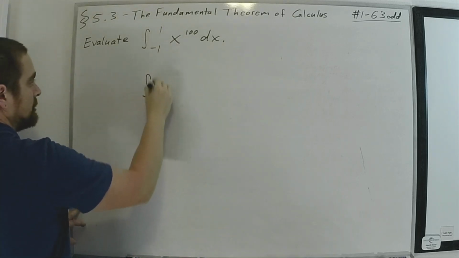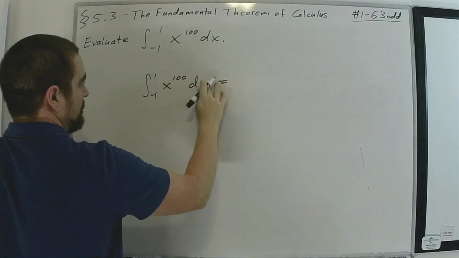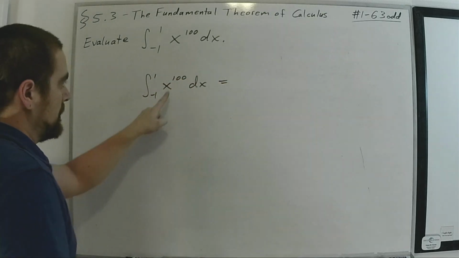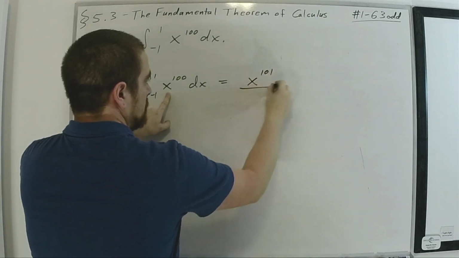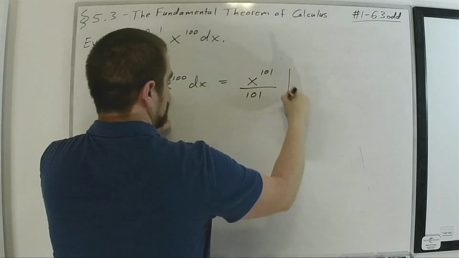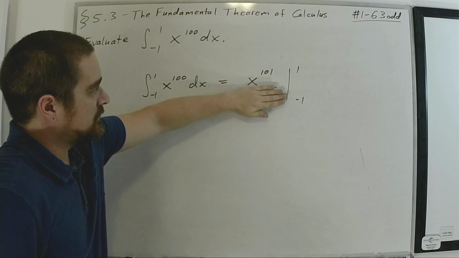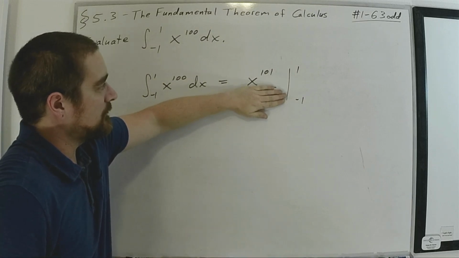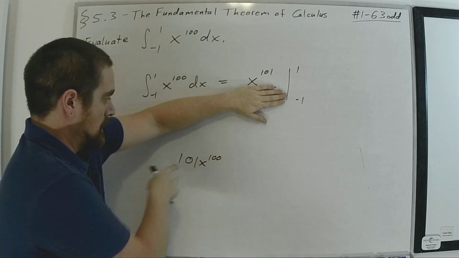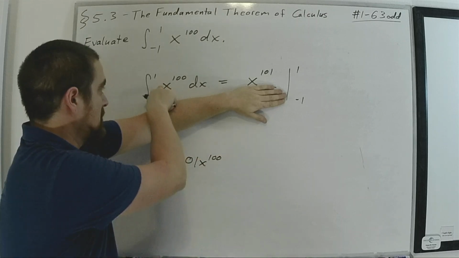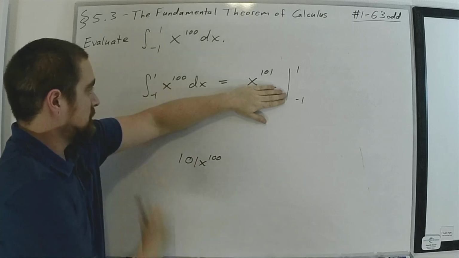So when we integrate from -1 to 1, x to the 100 dx, you're thinking, wow, that power is crazy. Well, don't worry. The general antiderivative is going to be x to the 101, but I need to divide by 101. Because again, I want to be able to differentiate this function. If I just differentiate x to the 101, I get 101 times x to the 100. And that extra multiple of 101 is not part of this function. So this is not the general antiderivative for x to the 100.